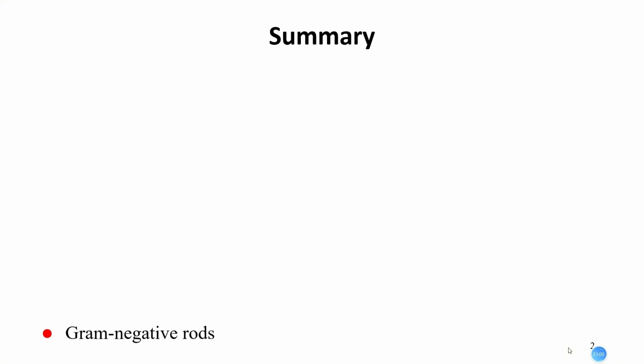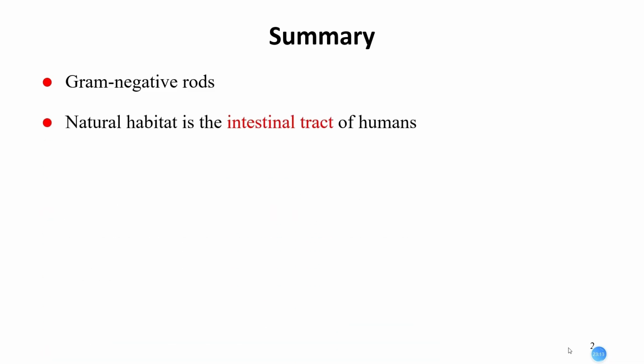They share a lot of common properties. We introduced the common properties of them. All of them are gram-negative bacilli. They are rods. And their natural habitat is the human intestinal tract in our body.